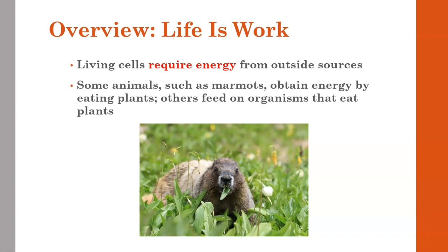But regardless of whether the animal, like the marmot, needs to consume food or the organism can make its own food, they still need to be able to get that energy from outside of their body. Once that energy is in their body, it's in the form of potential energy. And so now we're going to look at how that potential energy in the form of the food can be then used by the cells to do work.